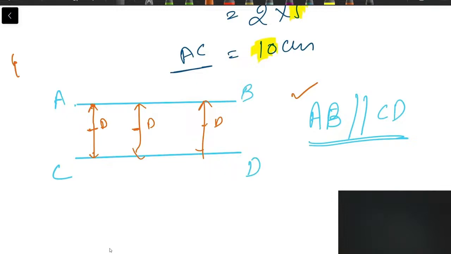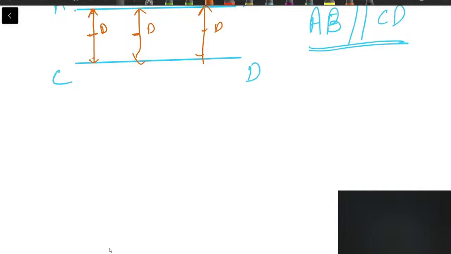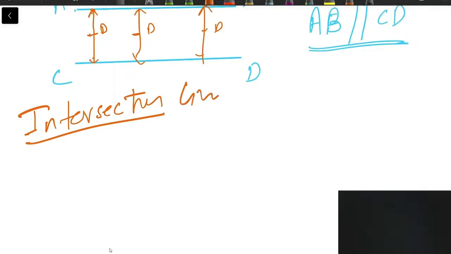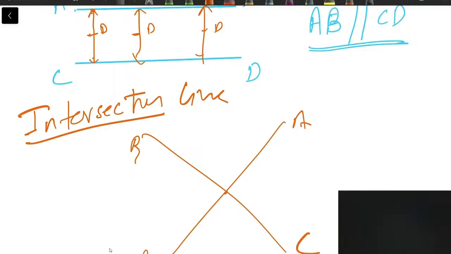So what we discussed here is parallel line. Then what is an intersection line? Intersection line means I have a line AB and this is BC and they are intersecting at some common point, like P will be the point where they are intersecting. So this is known as an intersection line. Okay, clear?